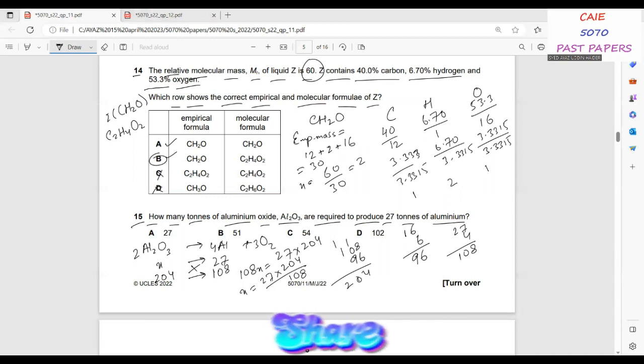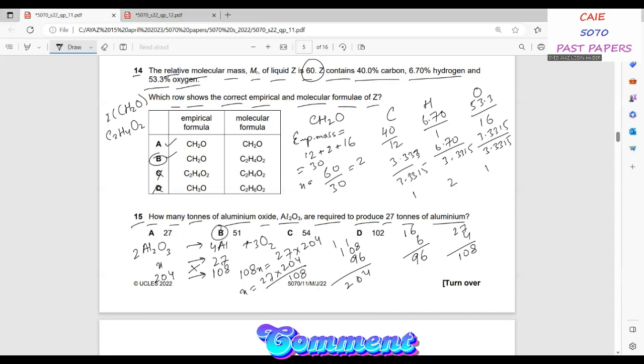27 multiplied by 204 divided by 108 is 51. So B will be the right answer for question number 15.